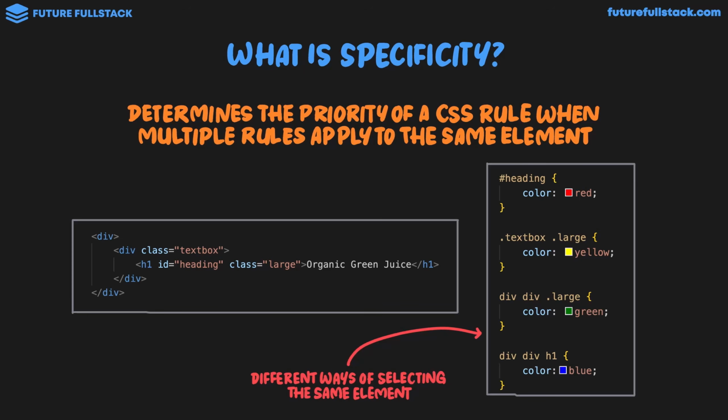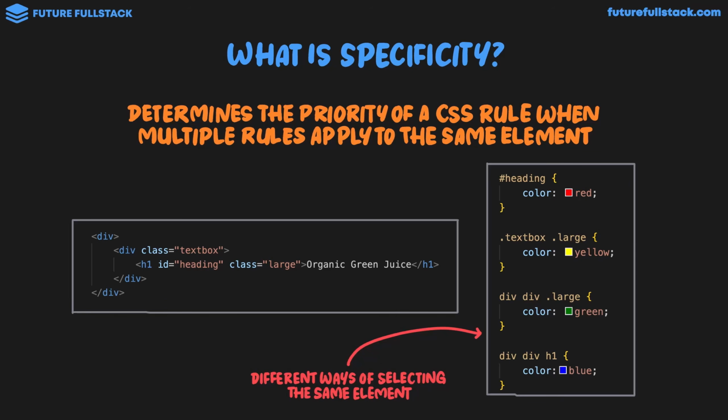The third rule is also using the descendant selector, where we're first selecting the div as the parent using the type selector, then selecting the next div down as the child using the type selector, and then using the class large, which is the grandchild, to select the heading. And the fourth rule again uses the descendant selector, but instead of using the class large to select the heading, we're using the type selector h1.